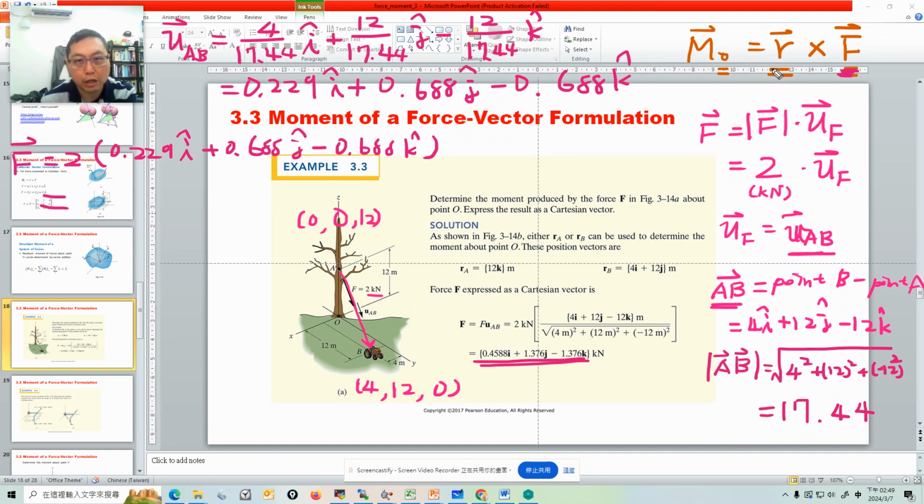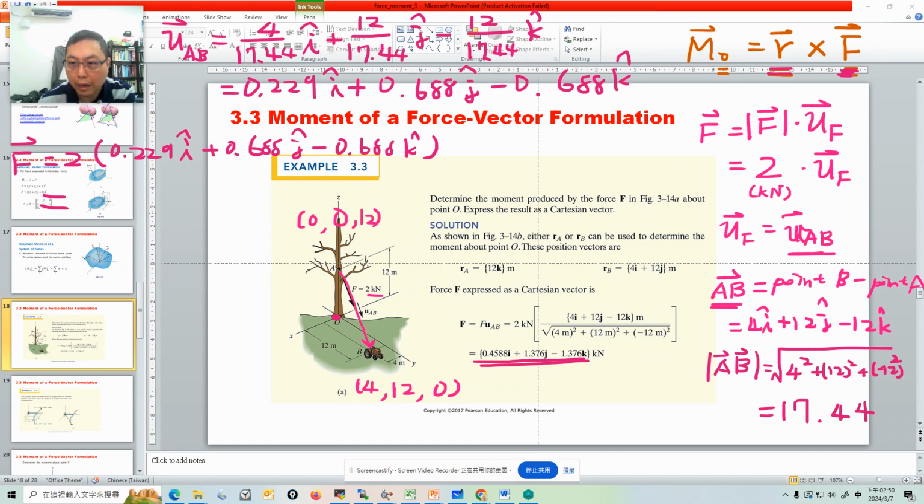Okay, so next one is where is our position vector? R cross F, and with respect to O is here. The fourth vector is here. So how to choose the position vector? We want to calculate the moment with respect to the position of the origin.